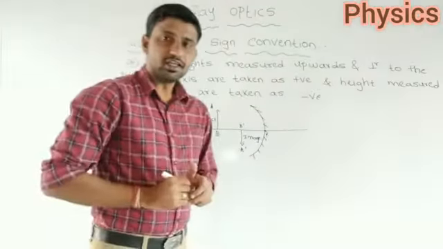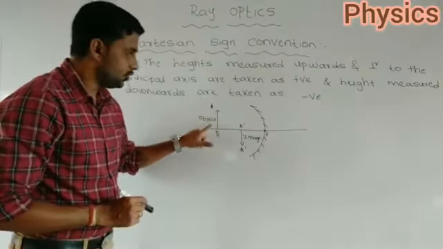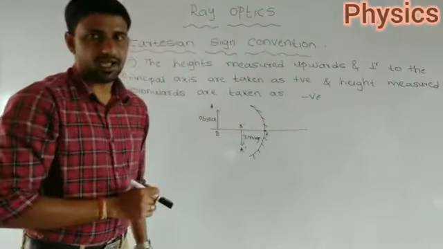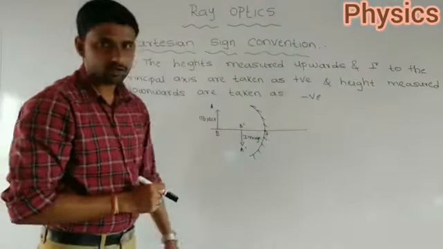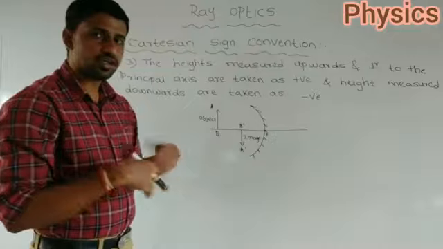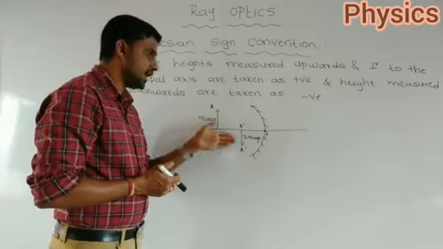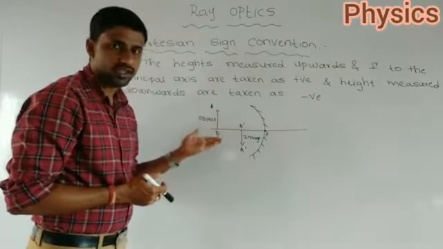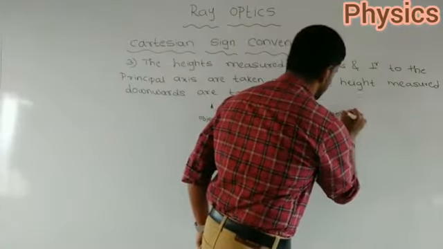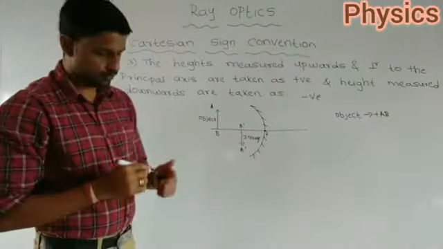Now how to take the sign convention here? For the object, if you observe here, the object is above the principal axis and this object is perpendicular to this principal axis. If the heights are measured above the principal axis, and here the object is above the principal axis, then I should take the object as positive. So here the object I should take positive AB.